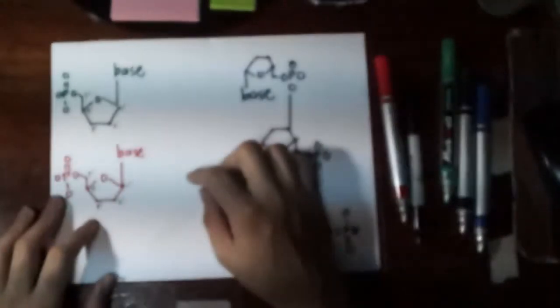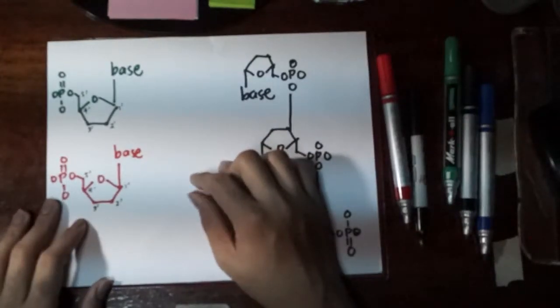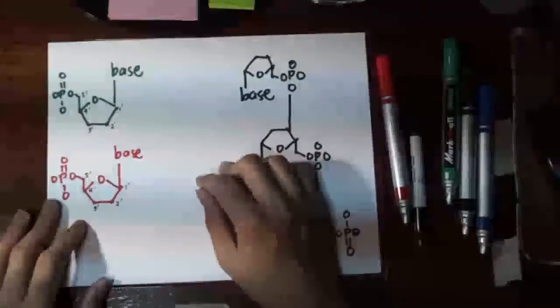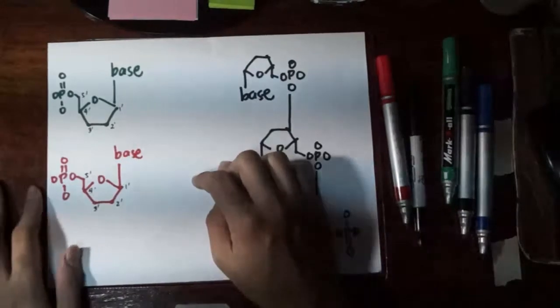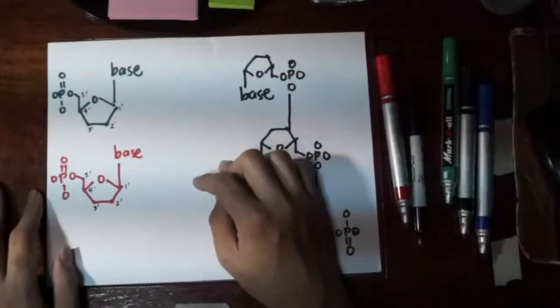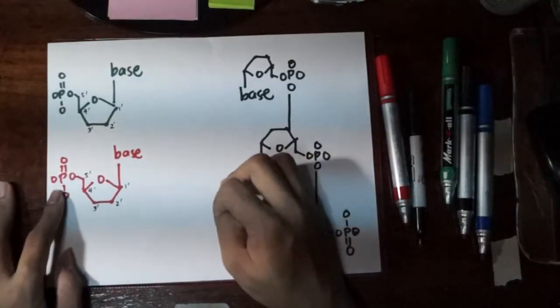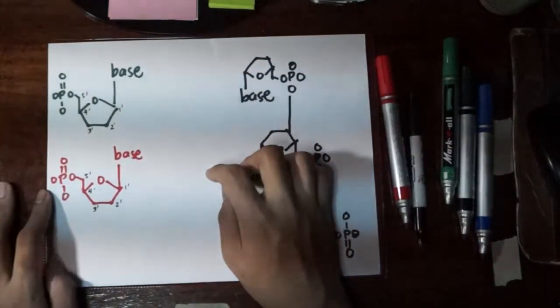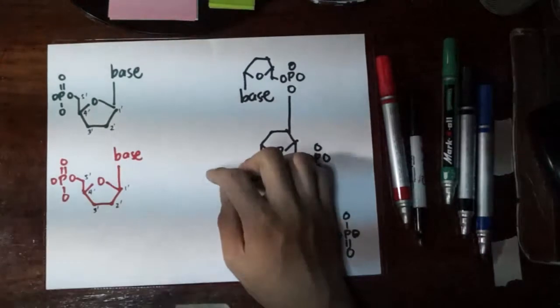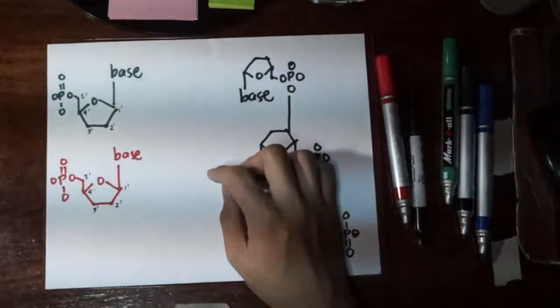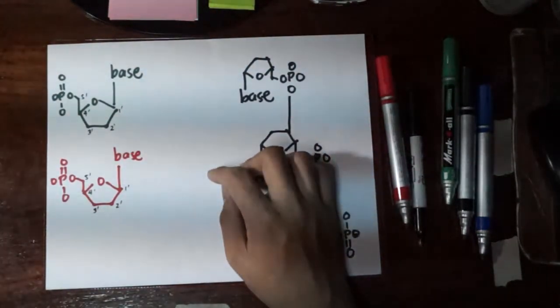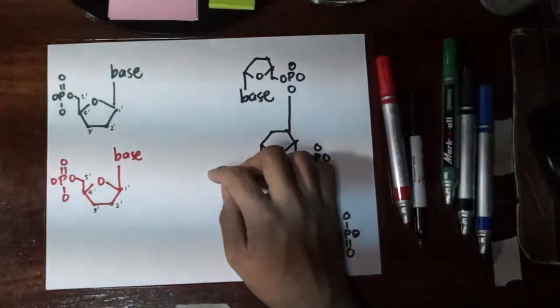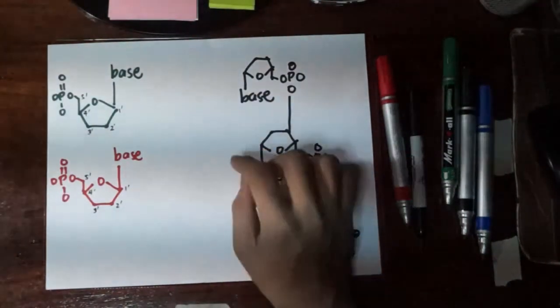Alright, so just like in proteins, it's not enough to just discuss the foundation or the building block. It's also important for us to see how these building blocks are actually linked together. In proteins, we know now that these amino acids are joined together by peptide bonds. So what joins the nucleotides together? Well, here we're going to discuss it now.